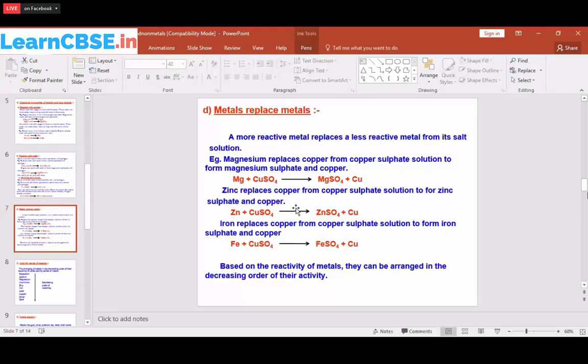This reaction can occur only if the more reactive metal reacts with the salt of a less reactive metal. Otherwise, there will be no reaction. So Fe plus CuSO4 gives FeSO4 plus Cu. Fe is more reactive than copper, so it can take the place of the copper and form FeSO4 plus Cu.